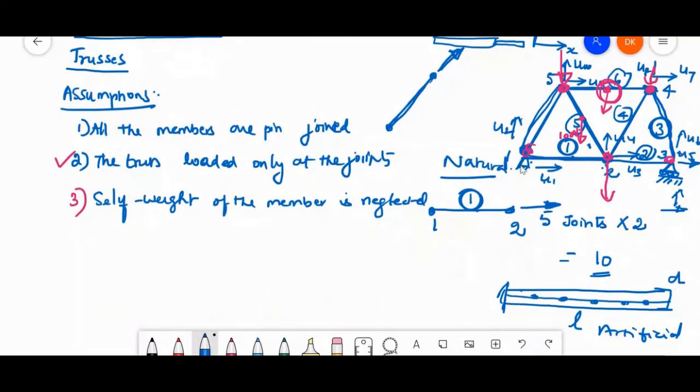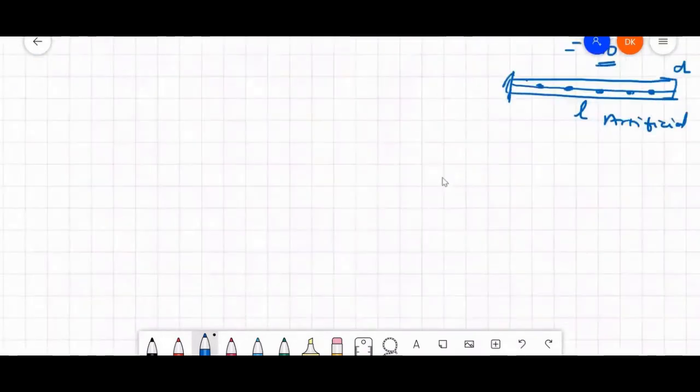But in the truss members, the weight of the truss member is negligible. Because of that, the self weight of the member is neglected, unless otherwise stated, or unless the option is given that the self weight is to be considered. So like that we have to assume the problem for the truss problems.